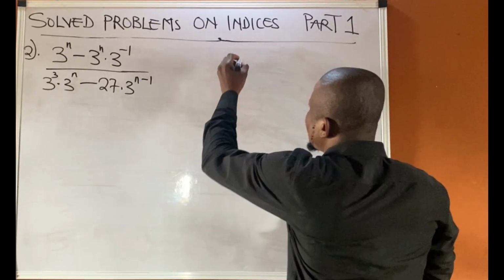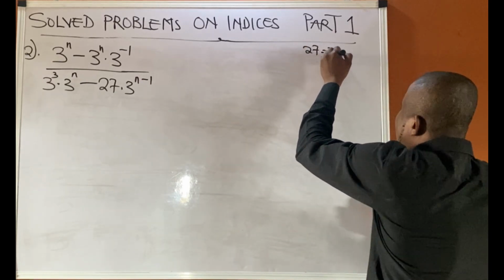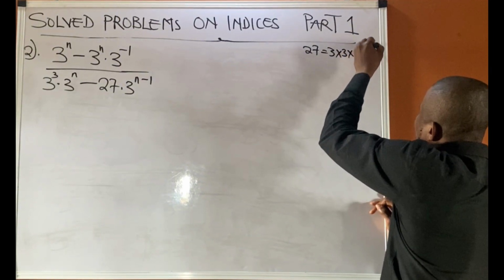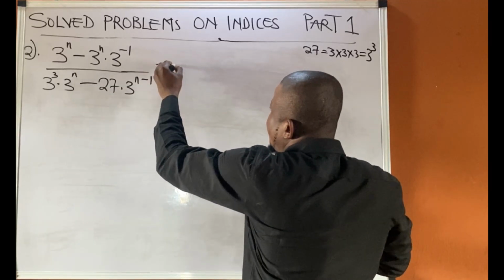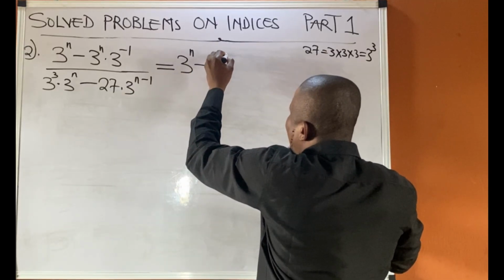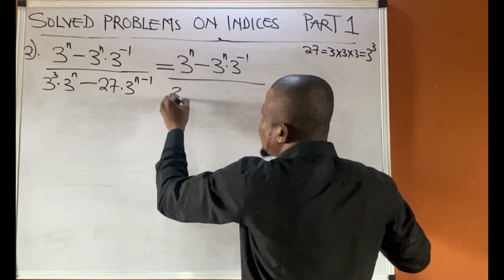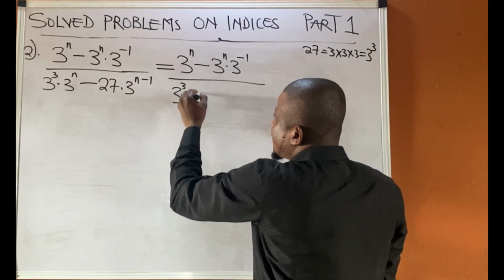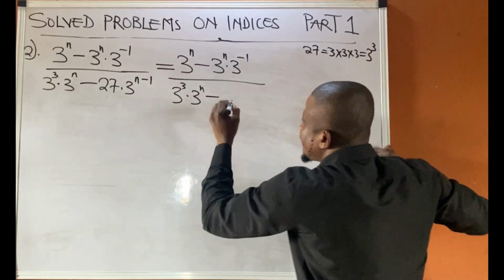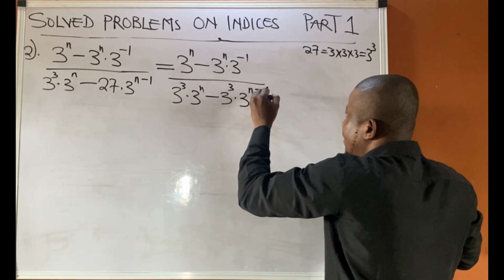Okay, so 27, we know that 27 is 3 times 3 times 3. 3 times 3 is 9. 9 times 3 is 27. And this is 3 to power 3. Okay, so let's solve this problem. We have 3 to power n minus 3 to power n times 3 to power negative 1 all over 3 to power 3 times 3 to power n minus 27, which is 3 to power 3, right? So we have 3 to power 3 times 3 to power n minus 1.